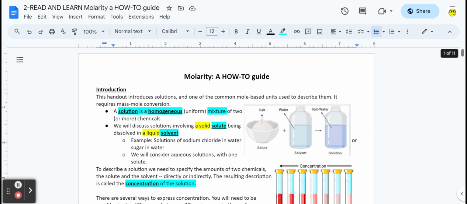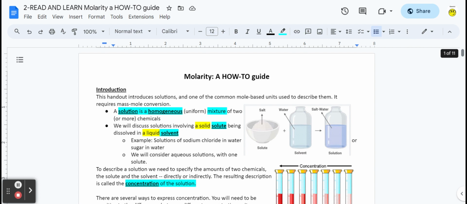All right, so we are looking at molarity, and this handout is going to introduce solutions and one of the most common mole-based units used to describe them, and it requires a mass mole conversion. So we're still using the stoichiometry that we learned in Unit 4 throughout Unit 5. First of all, a solution is a homogeneous mixture of two or more chemicals.